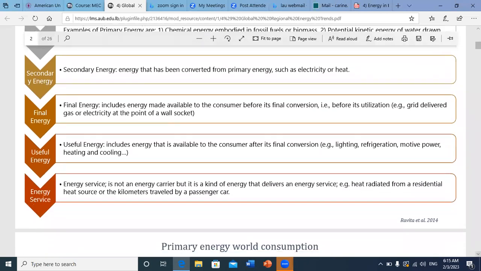Now, the final form is the energy service. When we talk about energy service, it's not the energy carrier, but it's a kind of energy service that is delivered to people. So, for example, heat radiated from a residential heat source, or in transportation, the kilometers traveled by the passenger car is the final energy service.